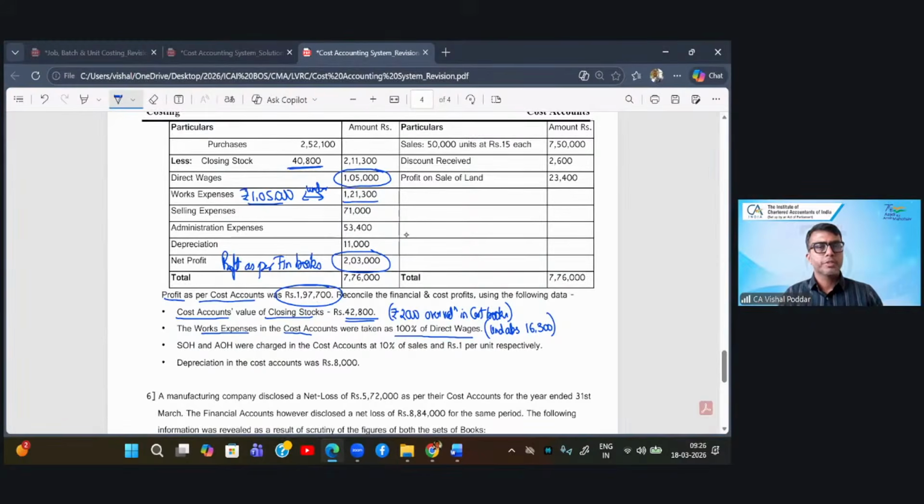Is this understood, students? Then comes selling administration overheads. What is given for selling overheads? It is 10% of sales. So how much is sales given? 7,50,000. 10% of it is 75,000. How much is administration overheads given? 1 per unit. How many units are given? 50,000 units are given.